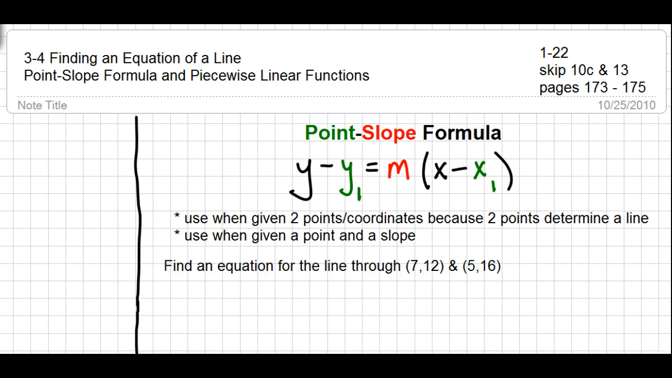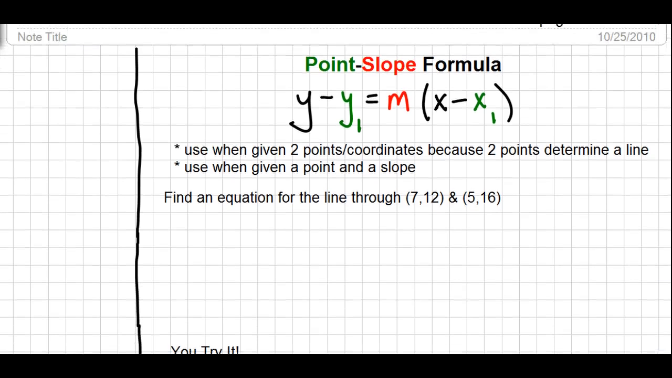So let's try it now with an example. Our first example has 2 coordinates. We're going to go ahead and first find the slope. Can't really do the point-slope formula without it, so let's find the slope first. And we're not going to get into how to calculate slope. I'm assuming that most students know how to do that. If they need to learn how to do slope, they should either look that up or ask for individual help.